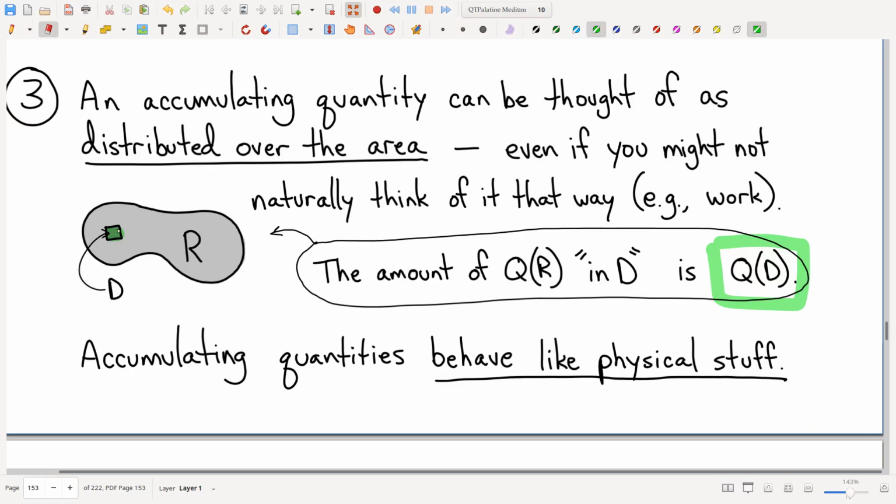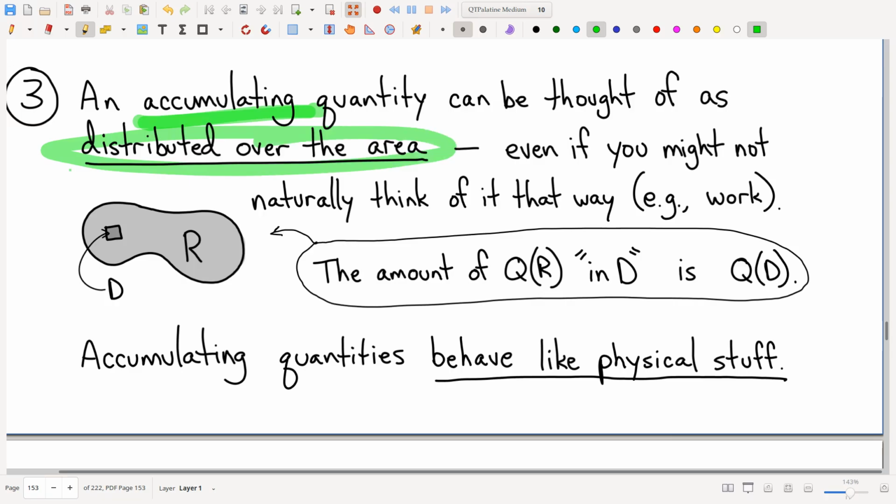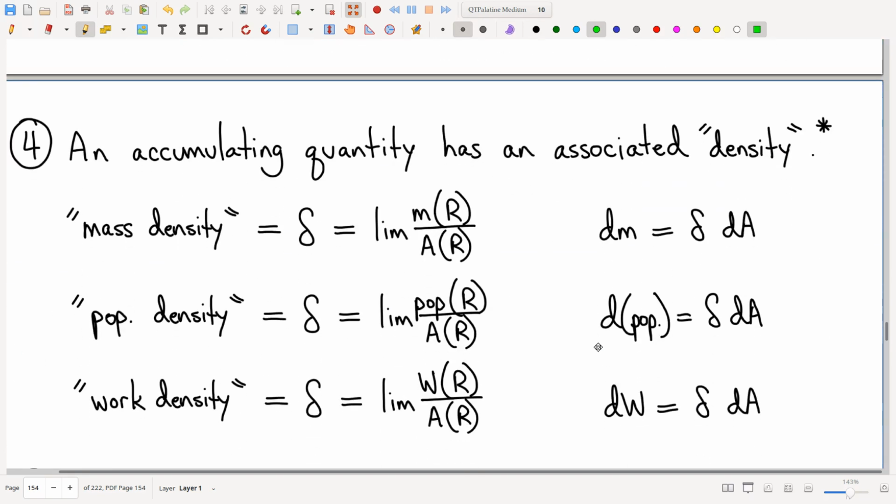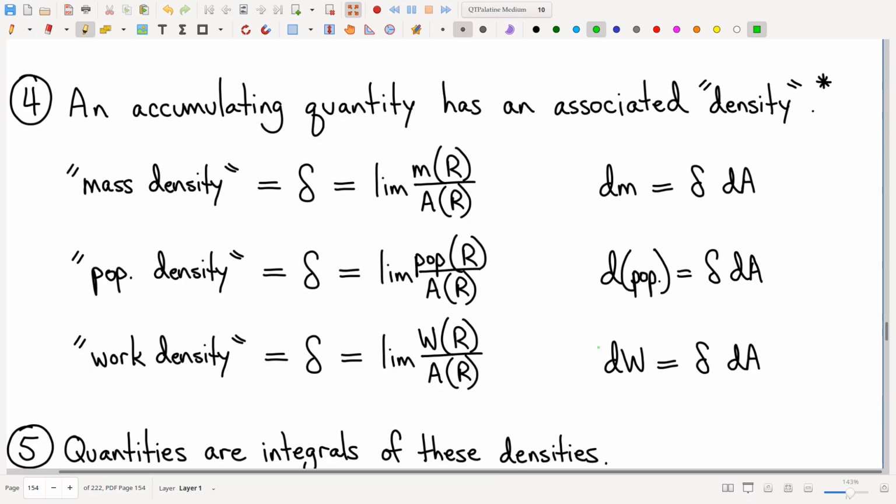So, again, I emphasize, this idea is exclusive to accumulating quantities. You can view accumulating quantities as physical stuff distributed over the interior. It's a really nice point of view, and it's going to give us a lot of convenience. So now, a related idea. This, I claim, gives us an ability to extend the idea of what we mean by density. Now, I've already done a little bit of that.